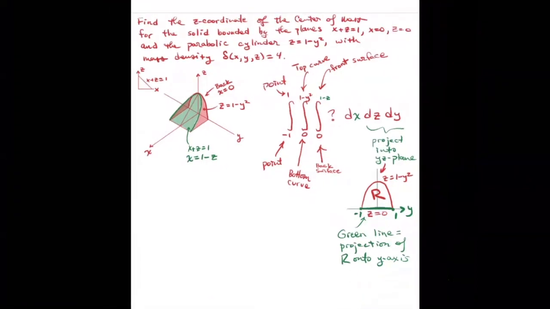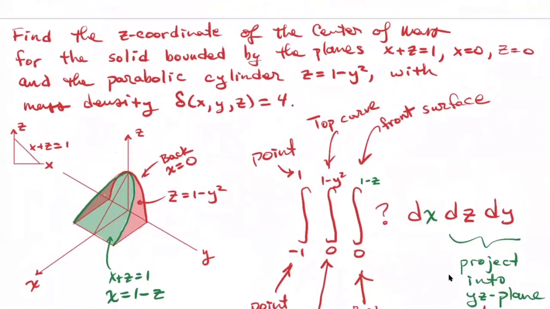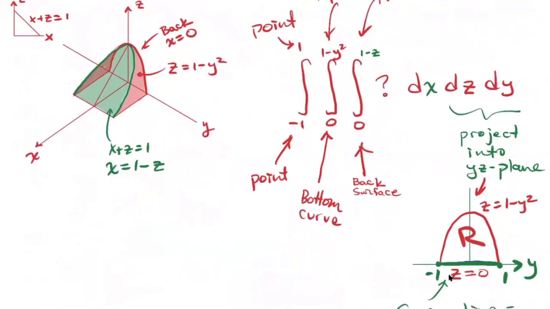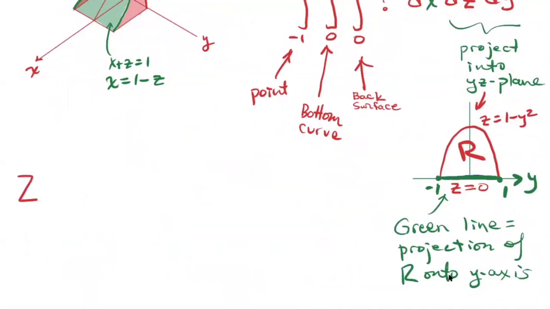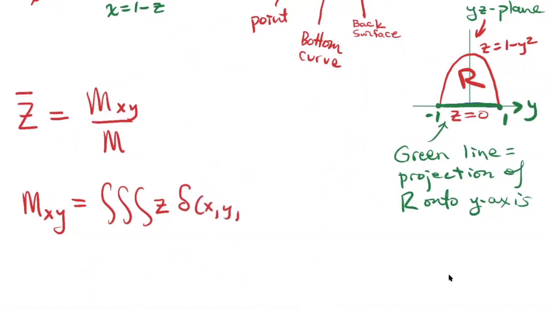All right, this thing's asking for the z coordinate of the center of mass. Just as a reminder, the z coordinate of the center of mass is z bar. So z bar is what we're looking for. And as another reminder, this is mxy over m. The reason it has mxy is because mxy is the thing with the z distances in it. So mxy is a triple integral of z times the density at xyz times dv, and you integrate over the solid Q.